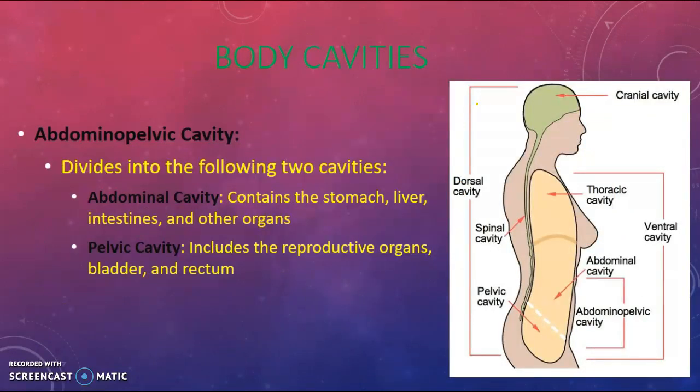And then we have the abdominopelvic cavity. This is going to divide down even further into two separate cavities, the abdominal and the pelvic. So the abdominal cavity is going to be right here, right below the thoracic, and it's going to contain the organs such as the stomach, the liver, the intestines, and then the pelvic cavity below here is going to contain your urinary bladder and all of your reproductive organs.